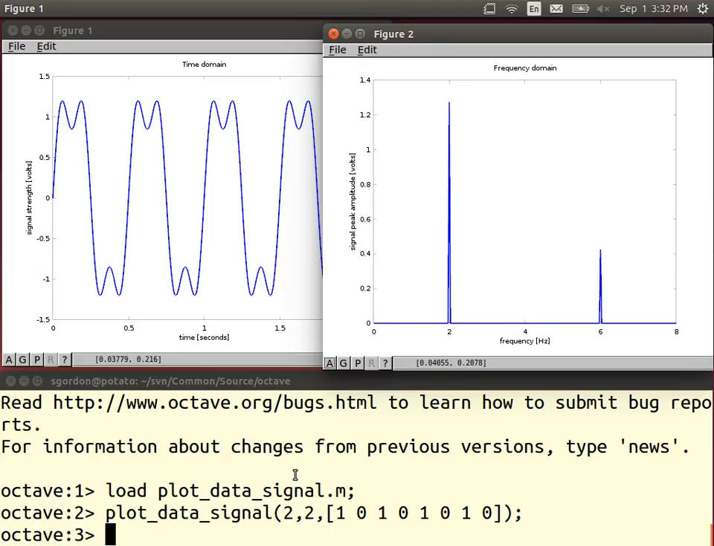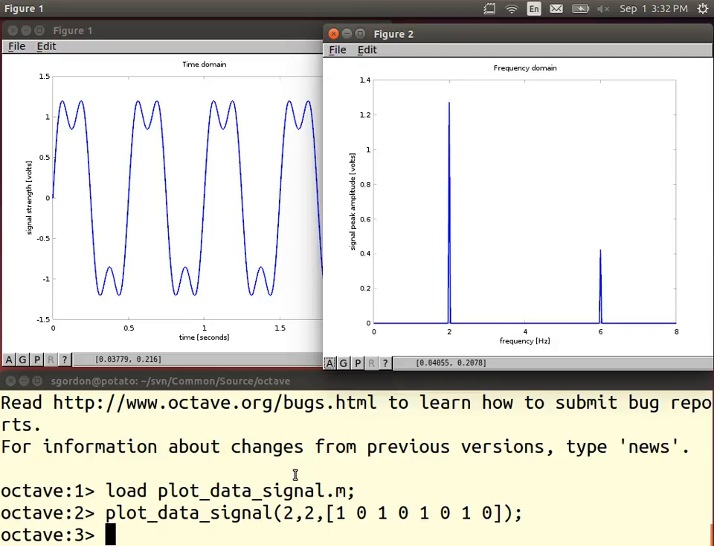Here's a signal with two components. The first parameter to my function was how many components, how many sine waves we add together, just two, and a fundamental frequency or a base frequency of 2 hertz. And we get this signal in the time domain, and in the frequency domain, it's this plot.